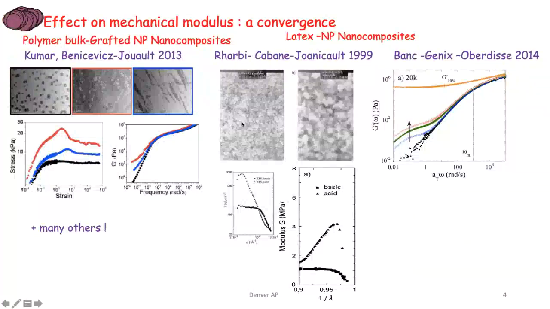And you can see here that we could obtain well-dispersed systems or very aggregated systems, depending on the pH. In this case also, you could obtain a very strong difference in the modulus between the aggregated case, which was showing a very strong increase of modulus, compared to the basic case, which corresponds to a well-dispersed system where there is no reinforcement at all. This has been shown later on by Van Genix and Oberdisson in their studies of the same kind of latex nanoparticle composite.